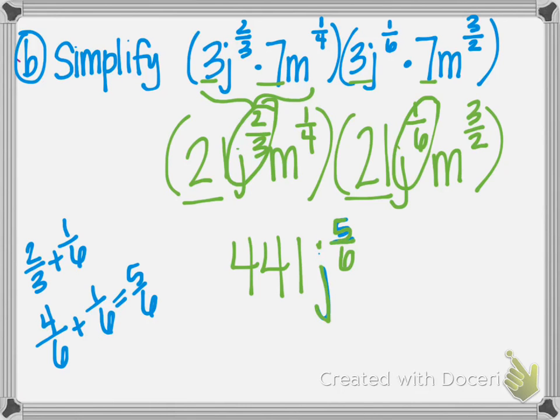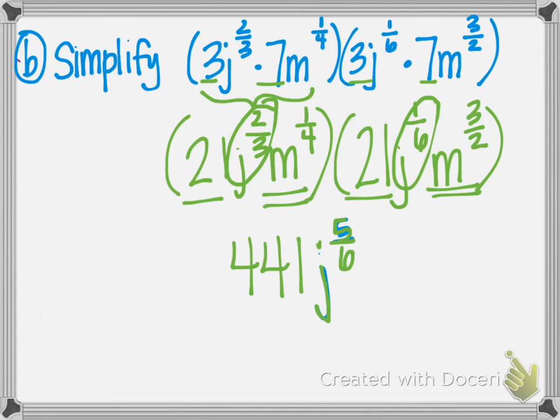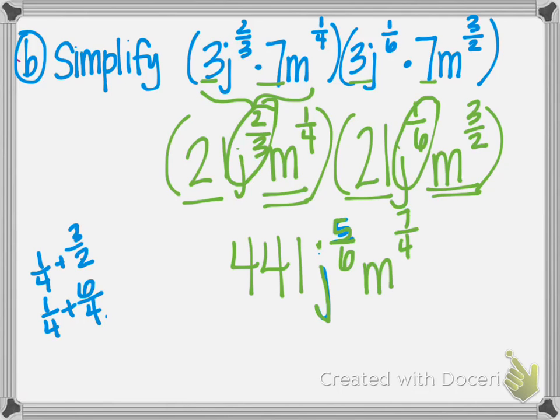And then m to the 1/4, m to the 3/2. And again, let's do some scratch work. Let me go ahead and erase what I had over here and do it again. So it's 1/4 plus 3/2. If I change that so they have a common denominator, always go bigger. So it's going to be 1/4 plus, if I change that to a 4, I multiply by 2. So up top, that's going to be 3 times 2, which is 6, and that is 7/4. So my m will be to the 7/4. So my answer is 441, j to the 5/6, m to the 7/4.